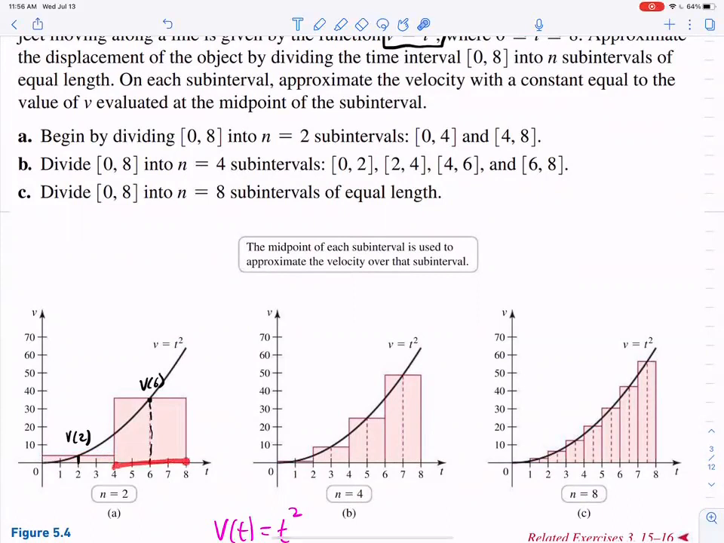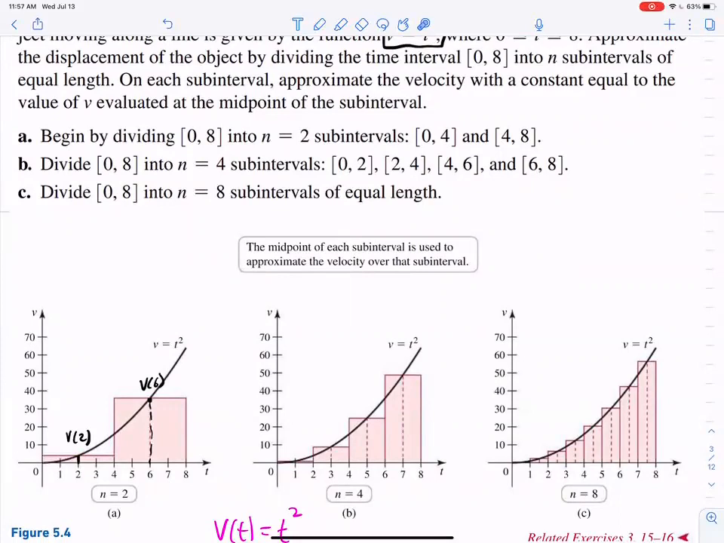And then on the next 4, we're going to pick the midpoint, which is the velocity at 6 seconds, which is about 36. And so we're going to say on this interval, he's going 4 meters per second. On this interval, he's going 36. And so if you're going 4 meters per second for 4 seconds, that will be 16. And then if you're going 36 for 4, it's some number. And you add those two together, and then that would be an approximation of how far we traveled.